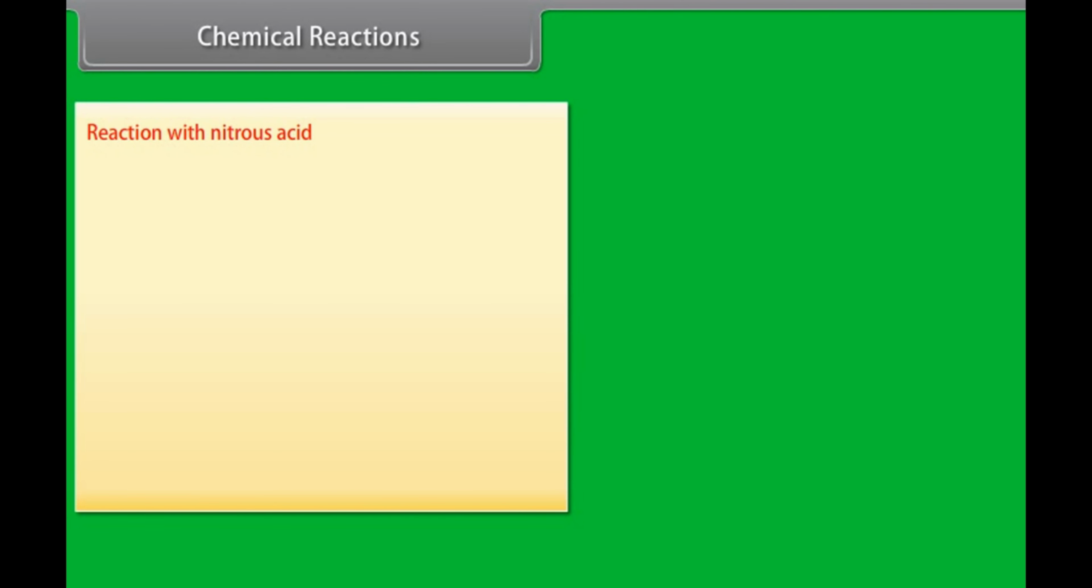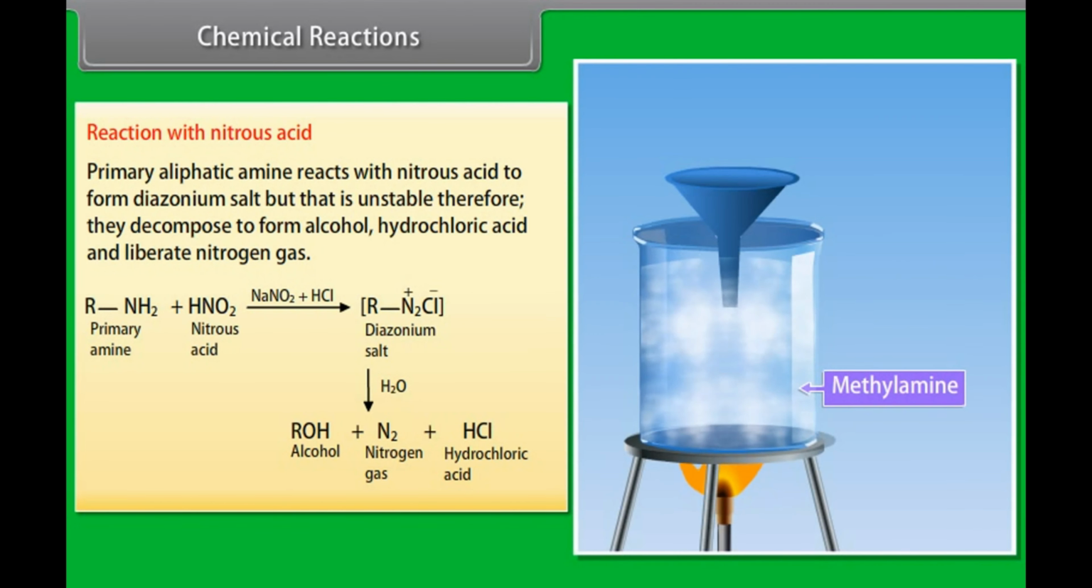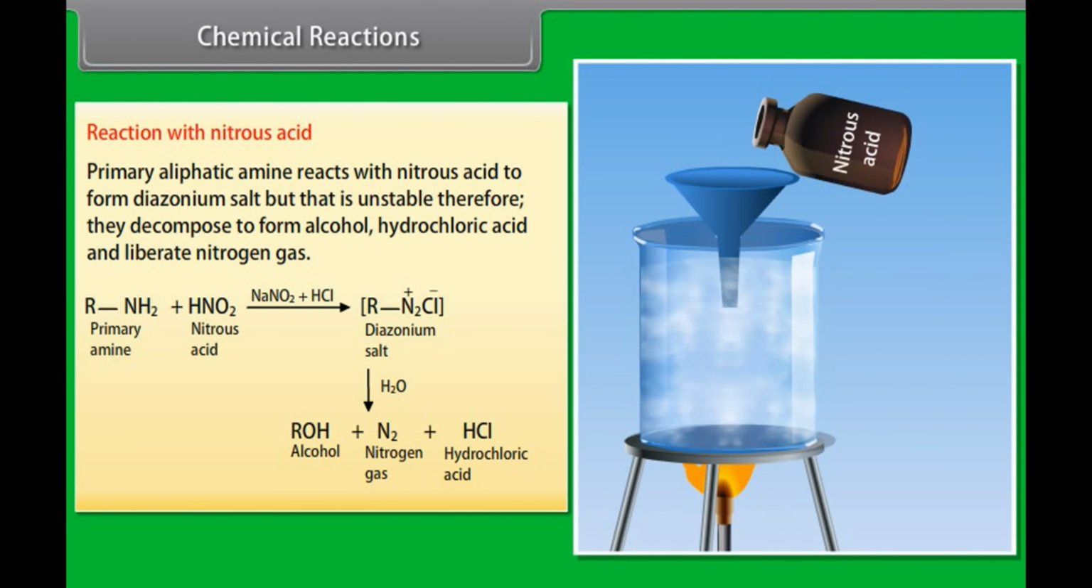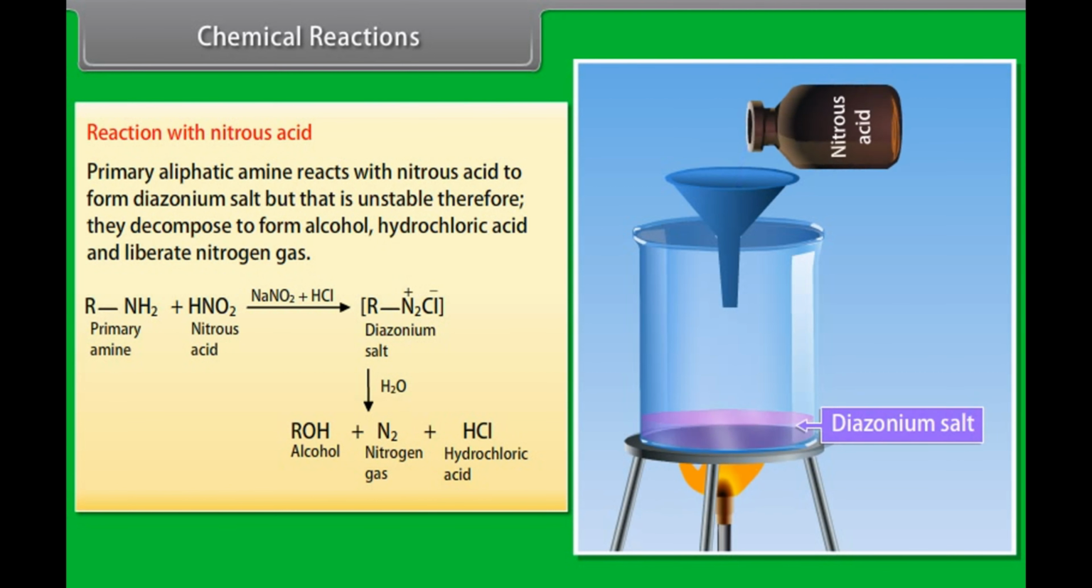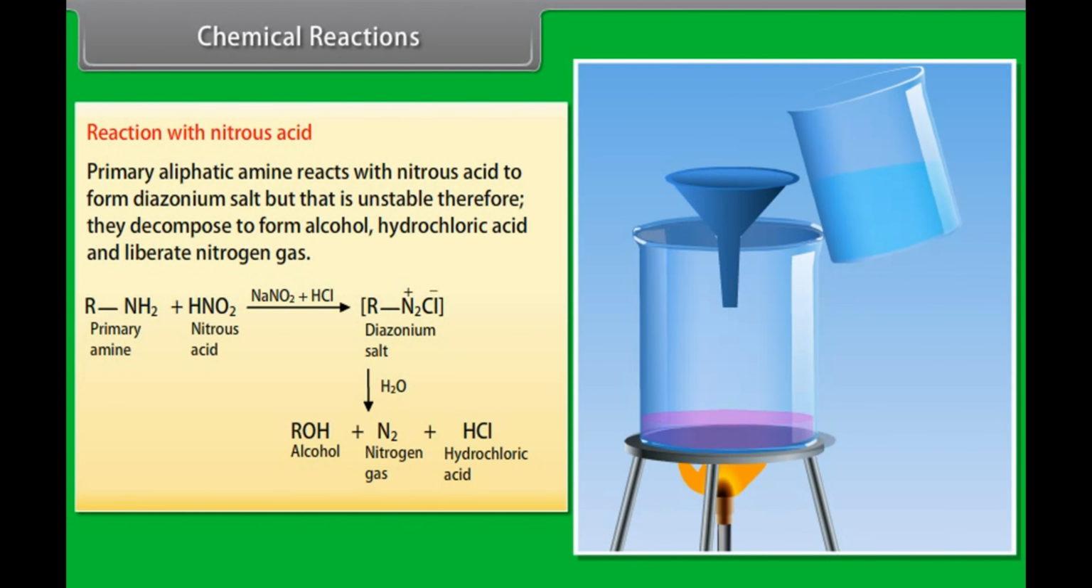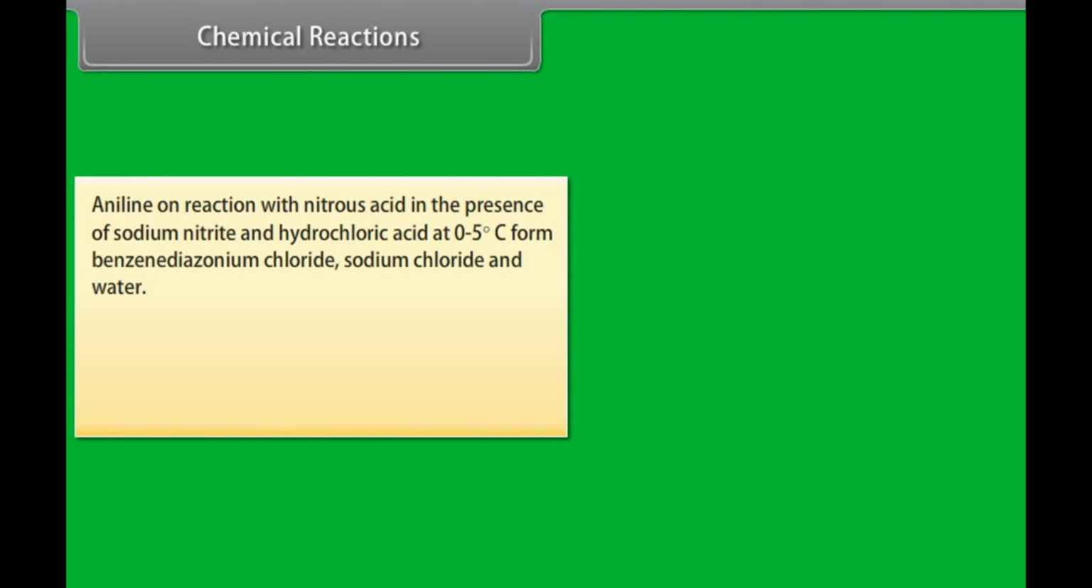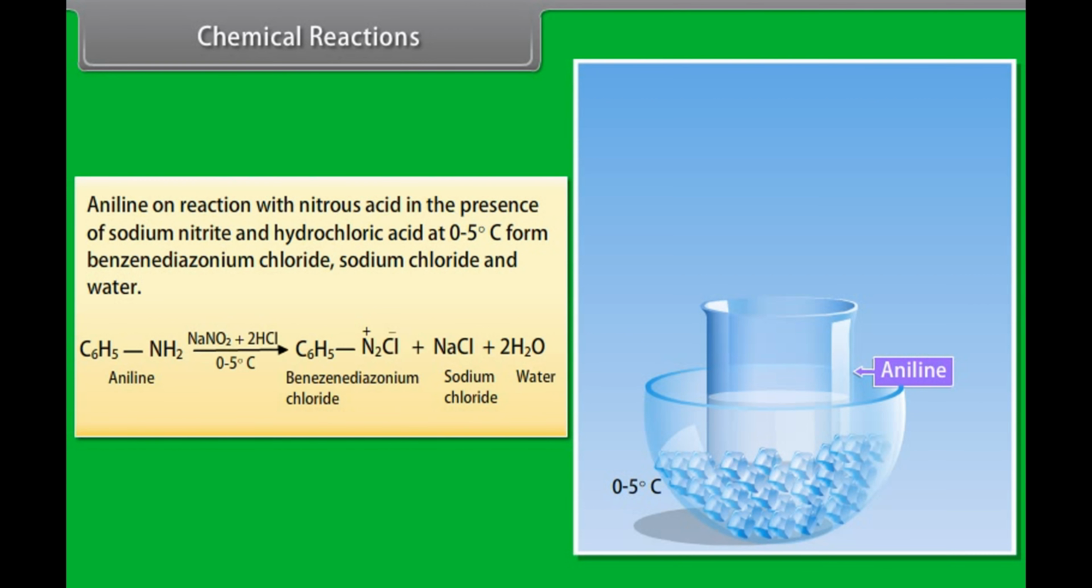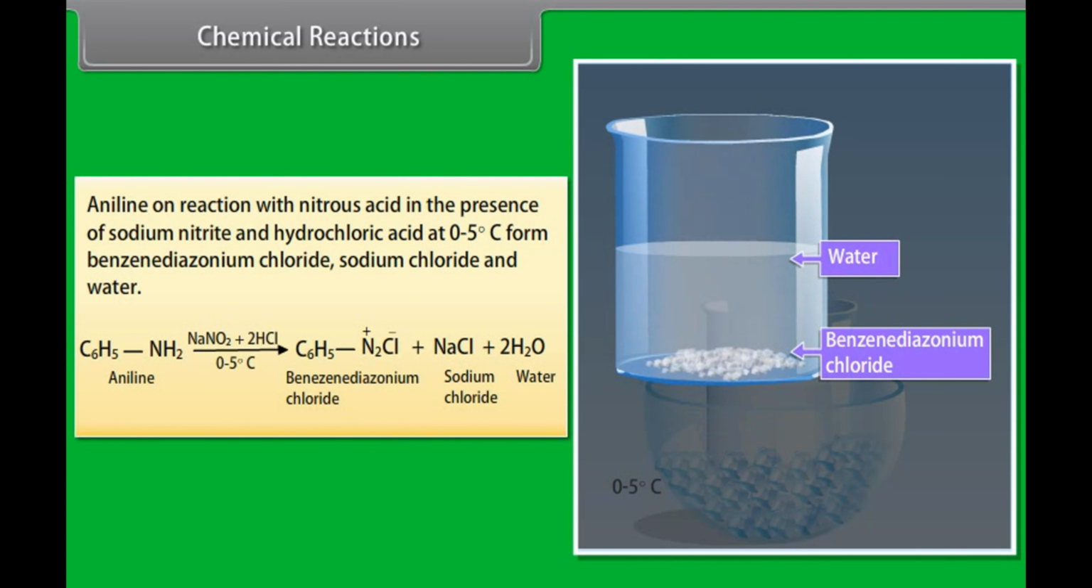Reaction with nitrous acid. Primary aliphatic amine reacts with nitrous acid to form a diazonium salt, but that is unstable. Therefore, it decomposes to form alcohol and hydrochloric acid, and liberates nitrogen gas. Aniline on reaction with nitrous acid in the presence of sodium nitrite and hydrochloric acid at 0 to 5 degrees Celsius forms benzene diazonium chloride, sodium chloride and water.